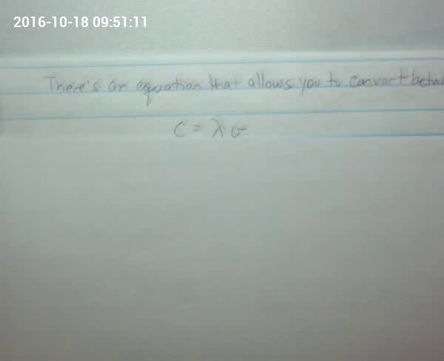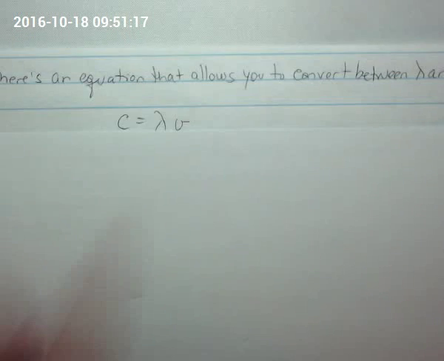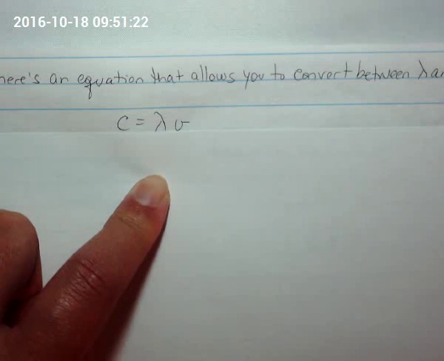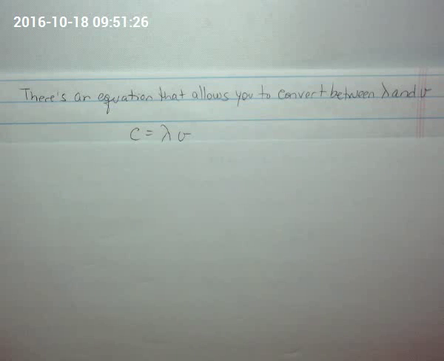All right, so let's start with this. There's an equation available to us that allows us to convert between wavelength and frequency. So if you know the wavelength of a photon of light, you can calculate its frequency, or vice versa. If you know the frequency, you can calculate its wavelength. And the equation is up here on the board. So it's c equals lambda nu.